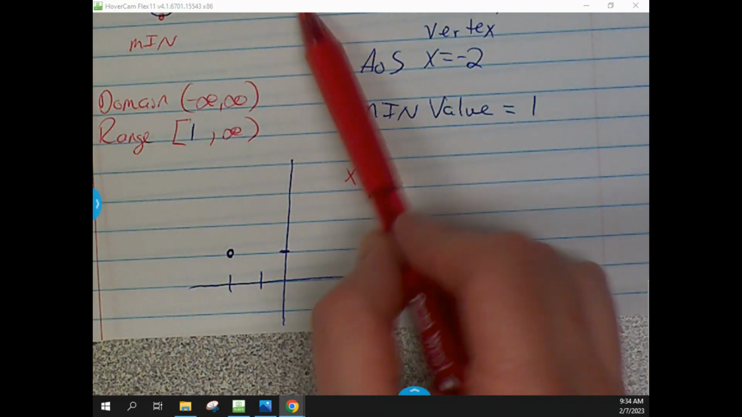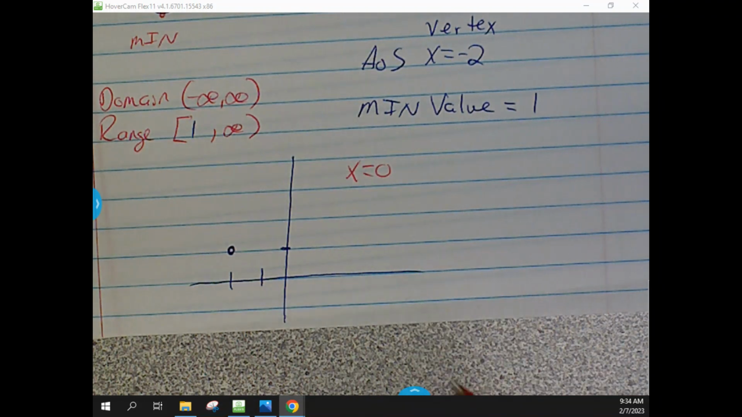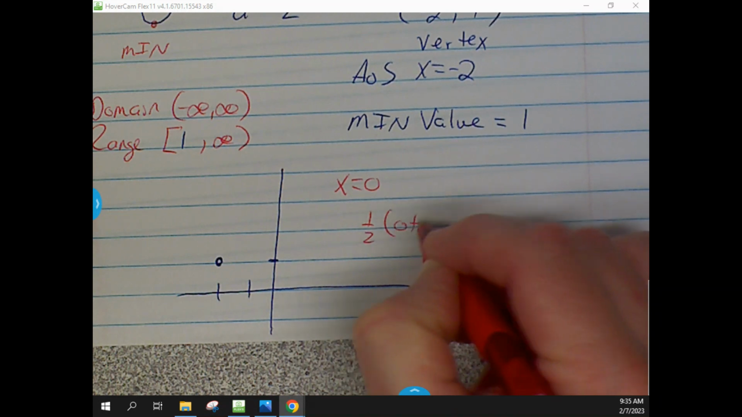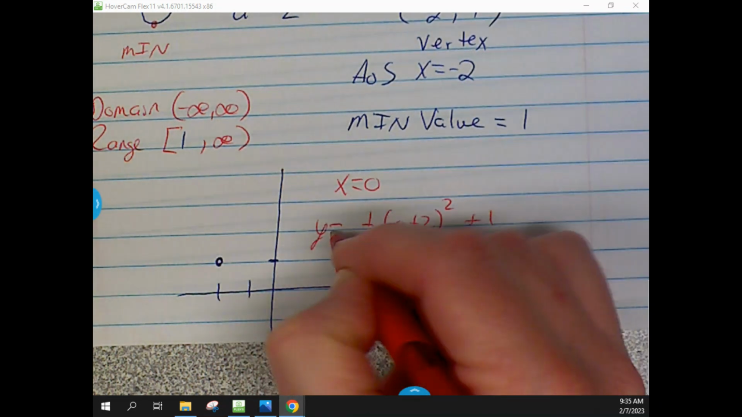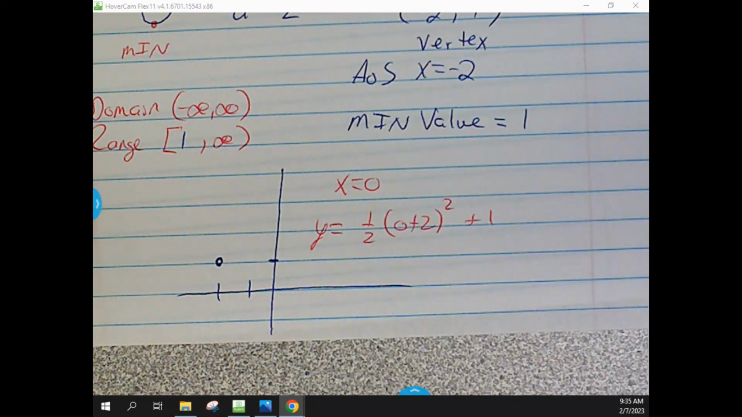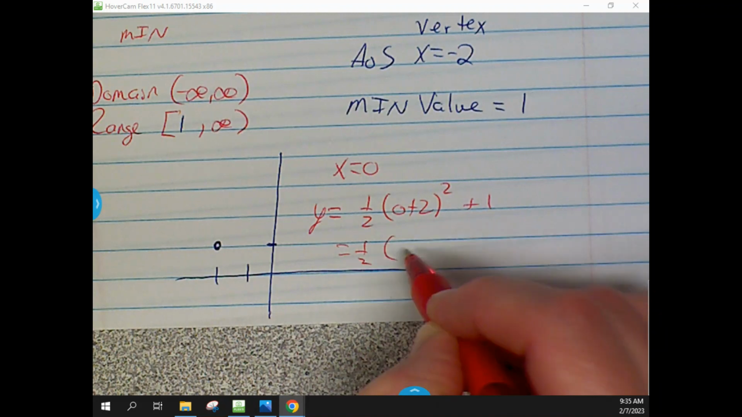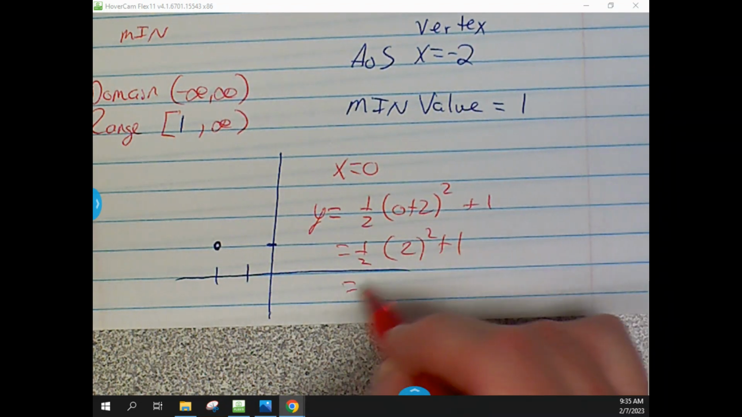So for this one, if it's over 2, we're going to go over 2 spaces to the right. That puts us at 0. So we're going to plug in 0 to make this work a little bit easier. We're going to plug in 0 back into this equation that we had back up here. So that's 0 plus 2 squared, which is just 2 squared. 2 squared is 4.